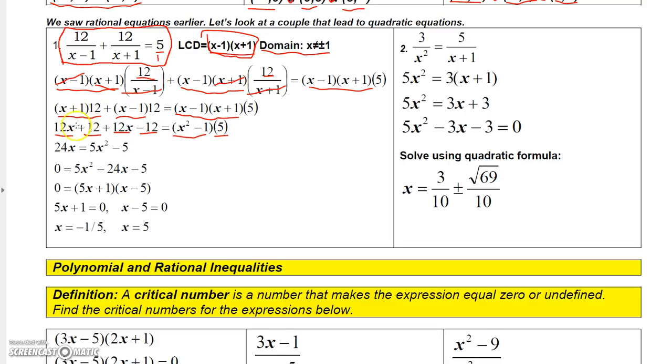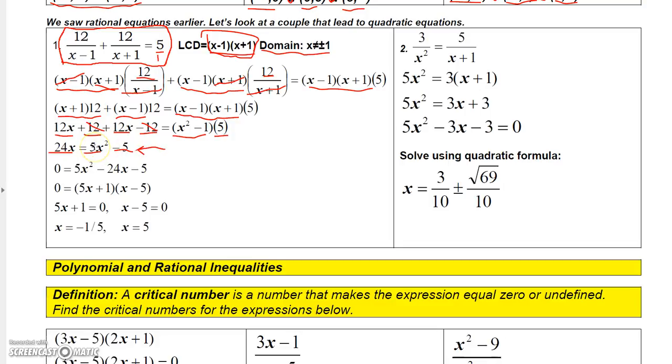Okay, so now let's look at what I've got so far. Here, over on the left of the equal, I can combine 12x and 12x and get 24x. And then the plus 12 and the minus 12 is 0, so that disappears. And then over here, if I distribute the 5, 5 times x squared is 5x squared. 5 times -1 is minus 5. So what I have here is a quadratic equation.